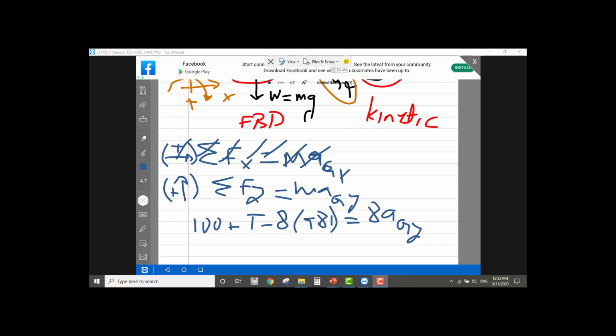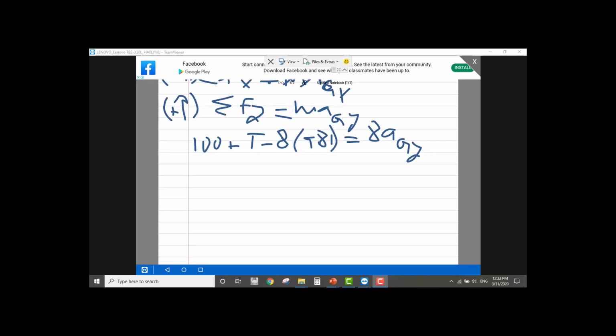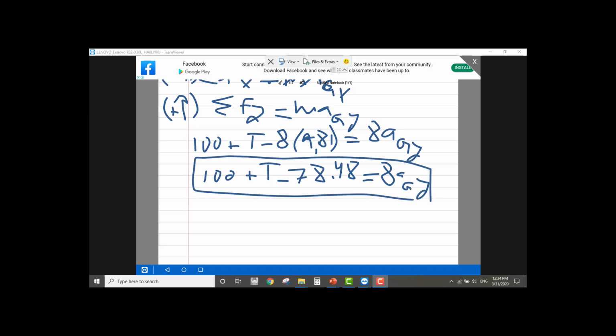Let's write it in short format. This is 100 plus tension minus, of course this is 9.81, this is 78.48, and this is equal to 8 a_G. Let's call this equation 1.